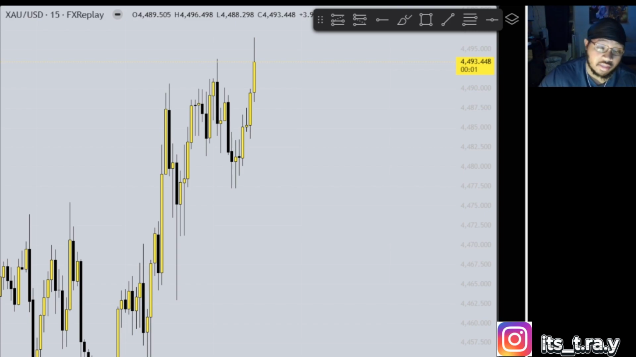Now, debunking trading myth number 2. Trading myth number 2 is you need a lot of money to start. No, you do not need $25,000 to start. You don't need $100,000 or $50,000. No, you do not need a lot of money to start.